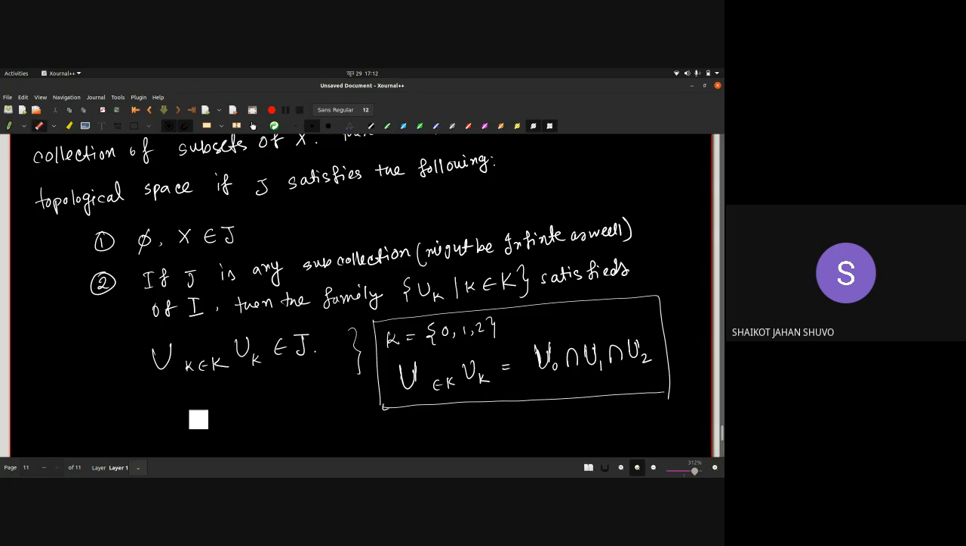If you're confused, you can ask. So the second requirement says that you have some set X, and you can have some subsets inside that set, and those subsets have to be open, and if they're open, then their arbitrary union is open as well. That's what requirement 2 tells you. Is that okay? If you have any questions, you can ask.